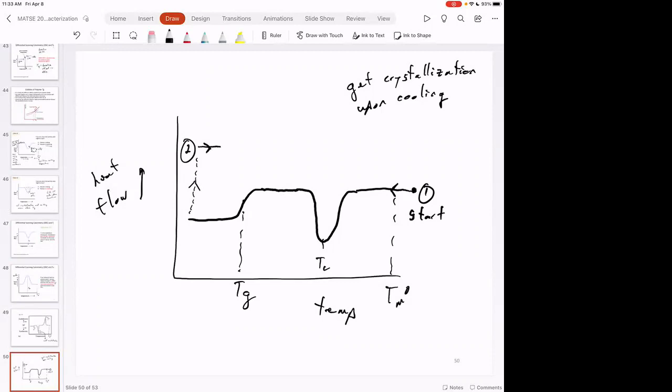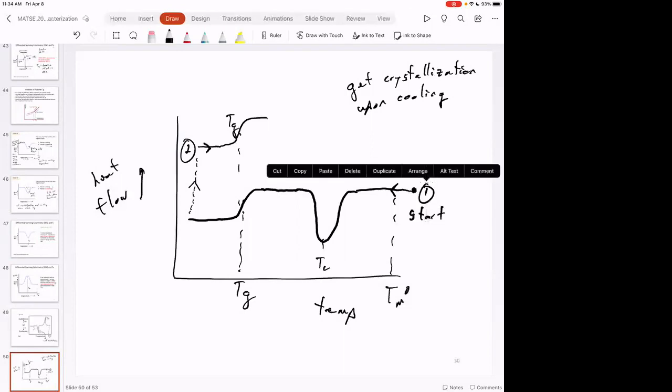It's not a trick question. Oh, what has to happen first before I get to any TMs? TG. Have to go through TG or else nothing can happen. So TG's first. Now I'm heating this polymer up. And so it's already crystallized, right? I'm going to have to hit a TM sometime.